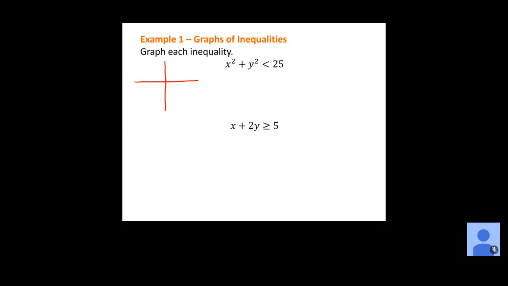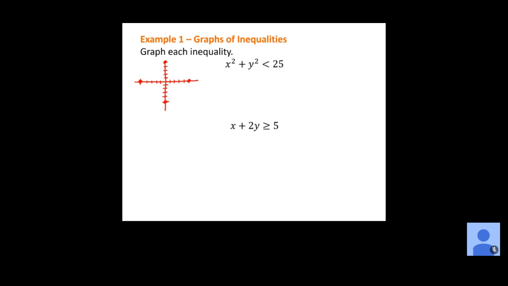So I'm just going to start here by thinking of this as a circle with the center of my circle at the origin and a radius of 5, which means I need to go out 5 in all directions. I have a point here at 5, 0, 0, 5, negative 5, 0, and 0, negative 5.